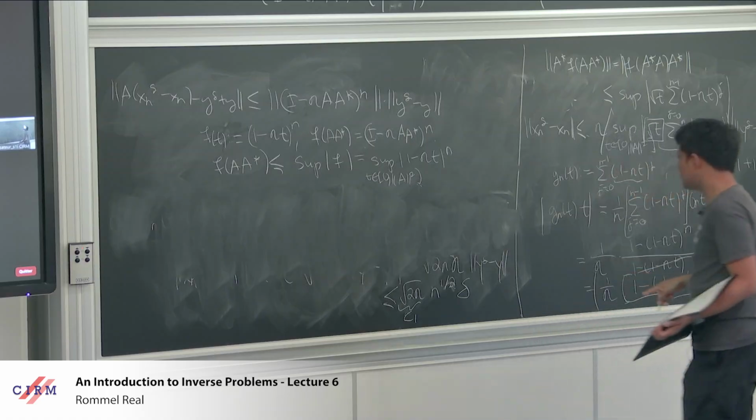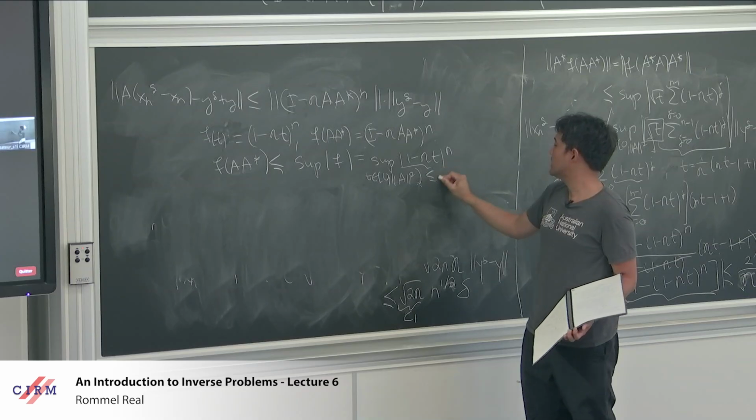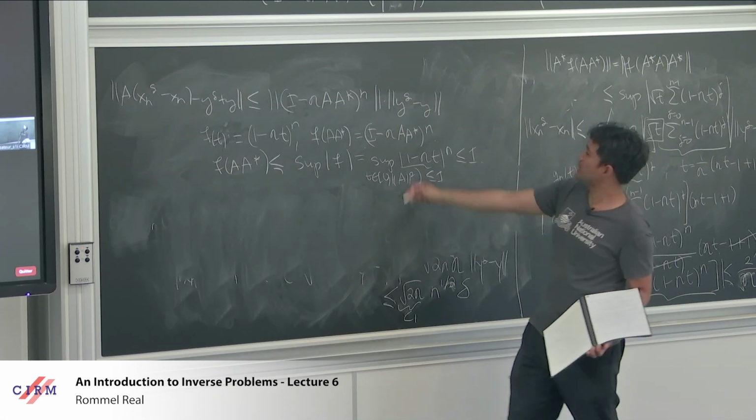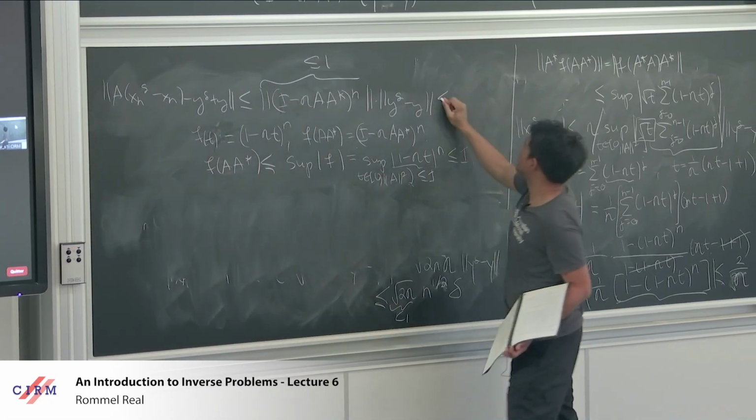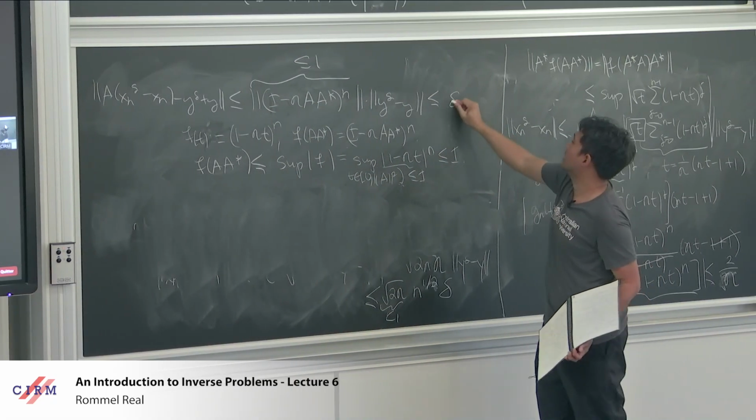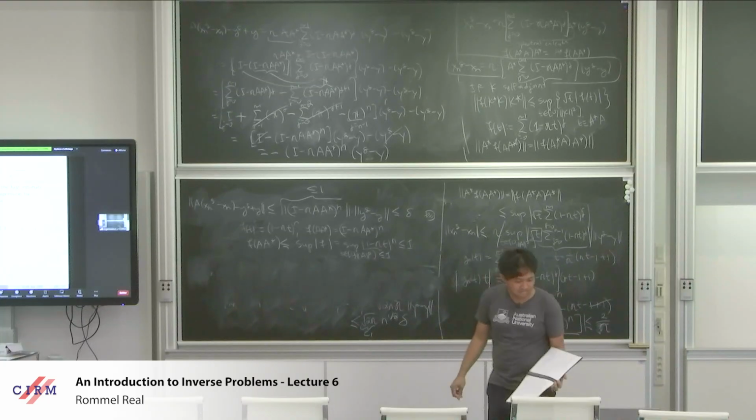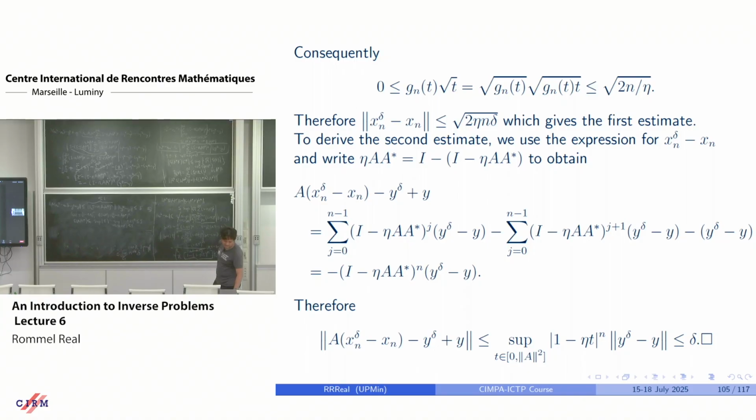And from the previous computation that we have, this is less than or equal to 1, which means that this is less than or equal to 1. By applying this one here, this is less than or equal to delta. And that ends the proof.